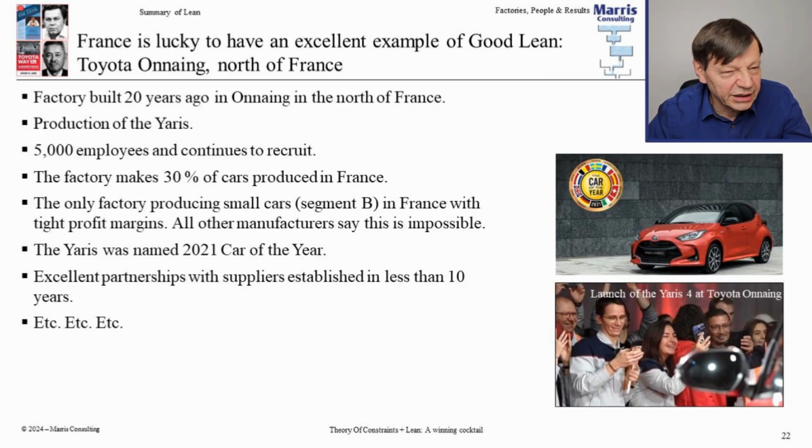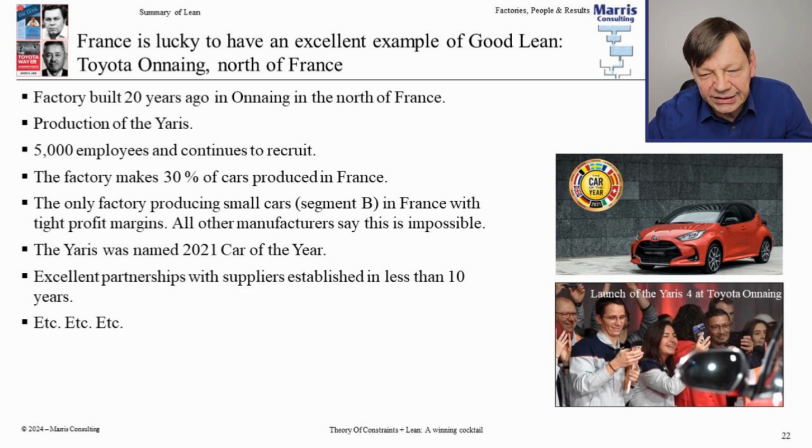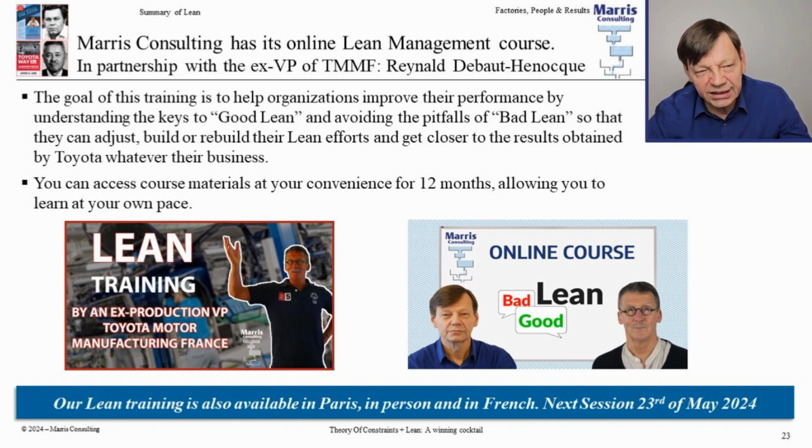We're very lucky to have in France a factory, Toyota Onnaing, with 5,000 people, which means we stay tuned on what good lean looks like, since they're producing a third of the cars in France these days, and they are quite remarkable. And we have the pleasure and honour of having the ex-vice president of production as a partner in our organisation. He's the one who does all the training about lean, whether it's the online course or the in-house or the in-person training that we do here in French.